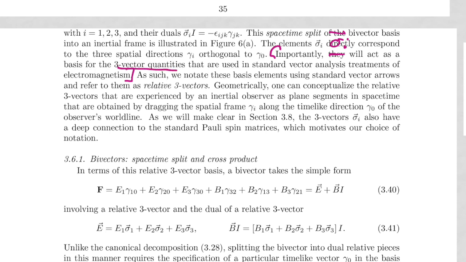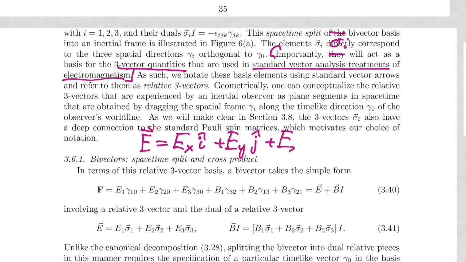Basis for the 3-vector quantity used in standard vector analysis treatment of electromagnetism. Can I think of one? Well, sure, I can think of the electric field. The electric field is a vector quantity. I'll put a little vector on it. In my standard treatment, I think of it as E_x i hat. I'll do a little nod to engineers and use their notation, E_y j hat plus E_z, what's it, k hat? Do they use k, right?